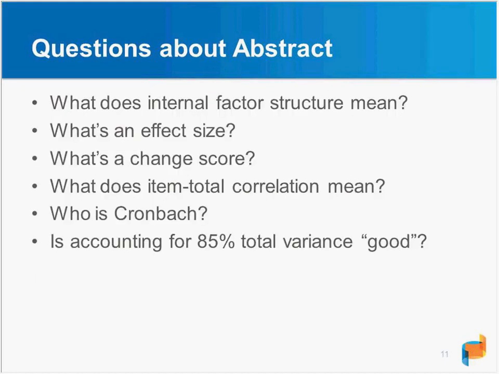I'm guessing that at least a few of you wondered what internal factor structure, effect size, change score, and item-total correlation meant. And who is this guy Cronbach? And what does alpha mean? And is accounting for 85% total variance a good thing?